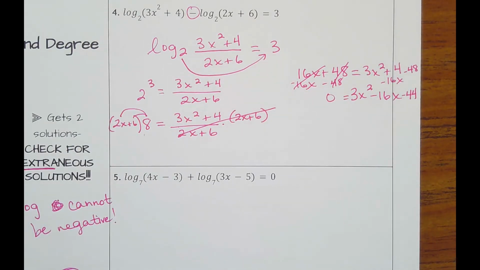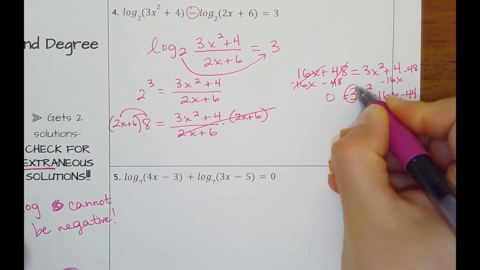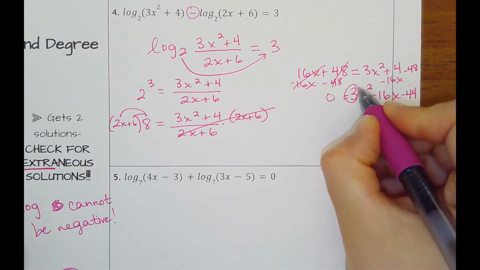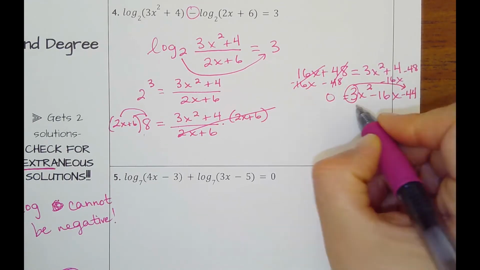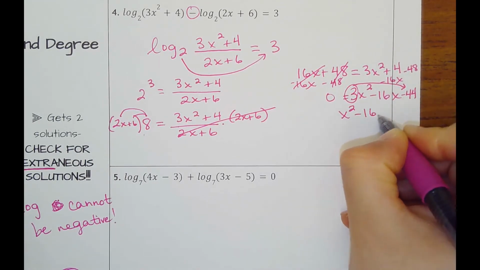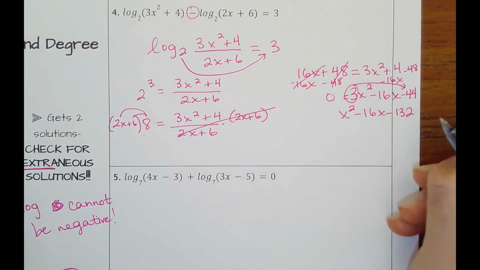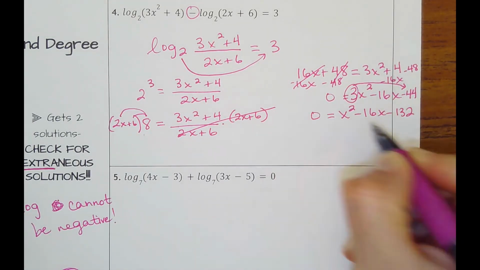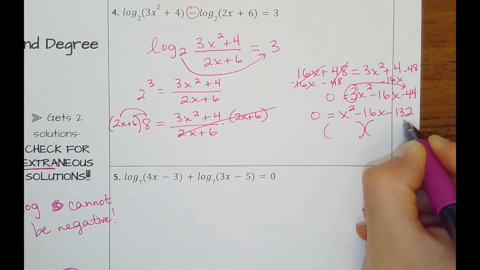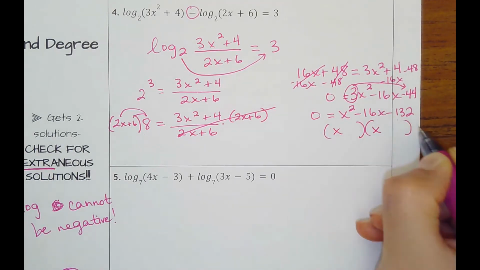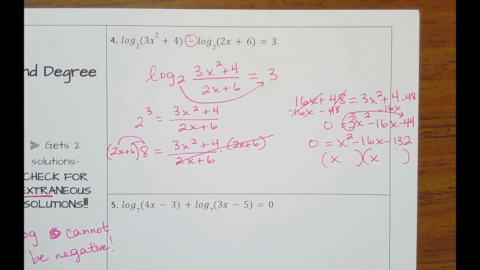So at this point, you might want to do quadratic formula. I still personally would like to try to factor. Remember, when this a value is a number other than 1, you have to do slide and divide. So I'm going to drop the 3 off. 3 times negative 44 is negative 132. And so I'm trying to figure out what two numbers multiply to make negative 132 and add to make negative 16.